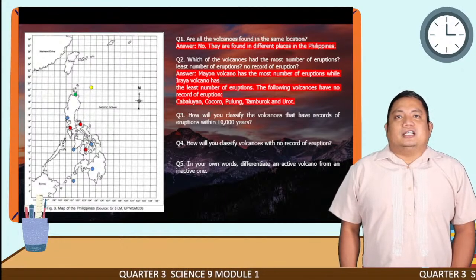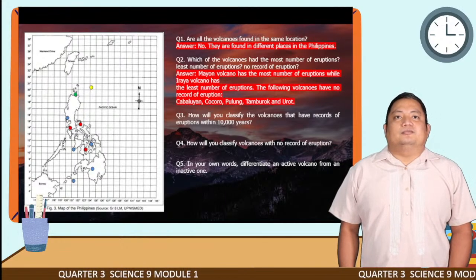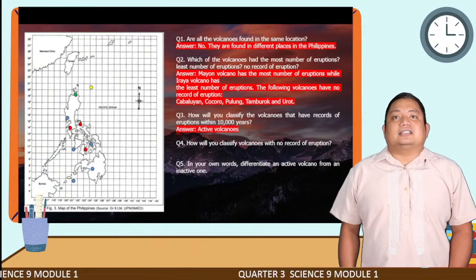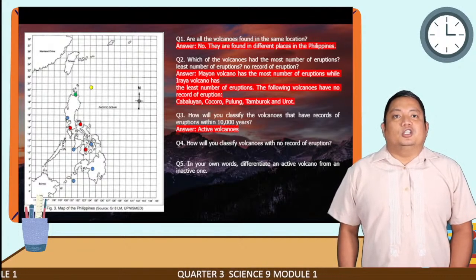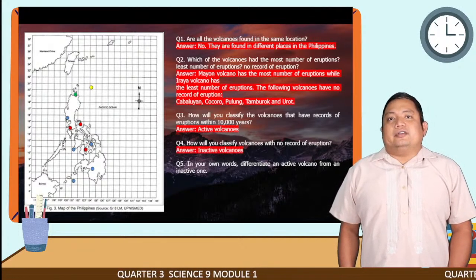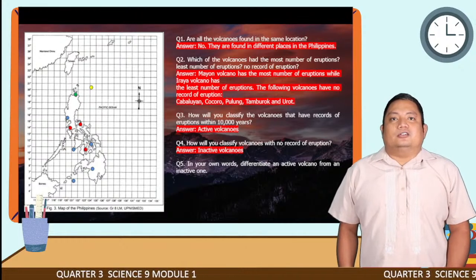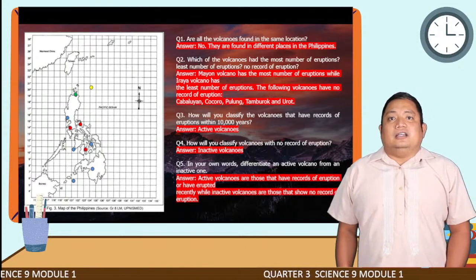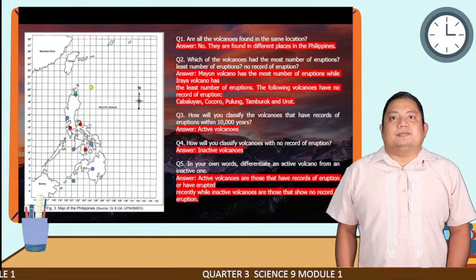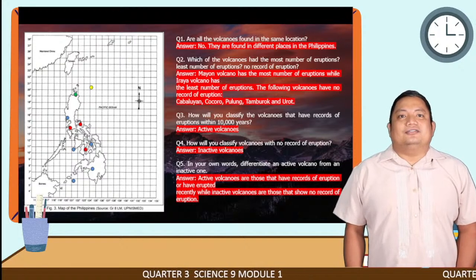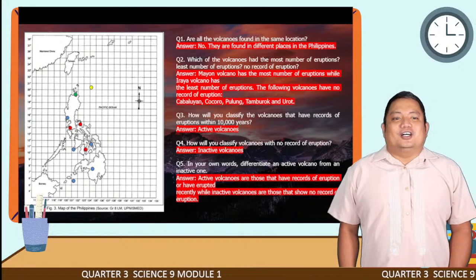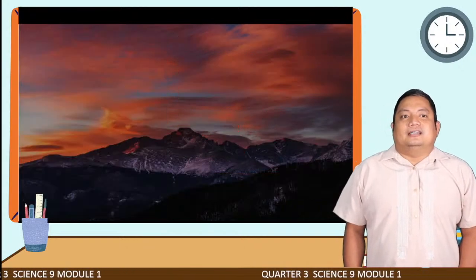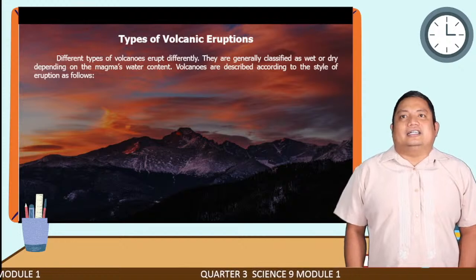Question number three. How will you classify the volcanoes that have records of eruption within 10,000 years? That is right. It is active volcanoes. How about with no record of eruption? Very good. It is inactive volcanoes. So how are you going to differentiate the two? That is right. If active, it erupted recently, while inactive shows no record of eruption. Very good.